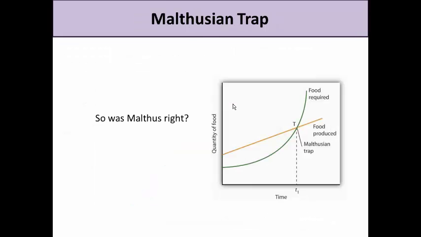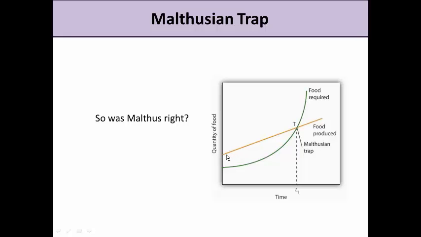So was Thomas Malthus right? Remember we had talked about the Malthusian trap earlier in this lesson. Thomas Malthus had observed that humans follow an exponential growth, and he also observed that food production was a linear function. Now that was true in his time.